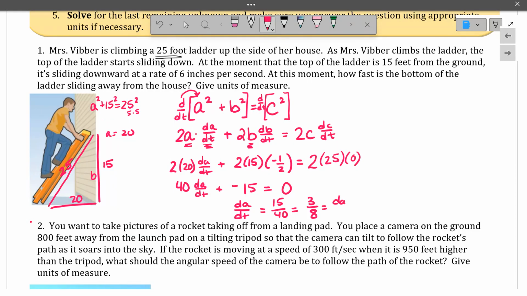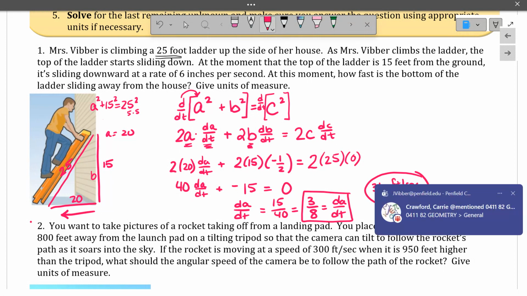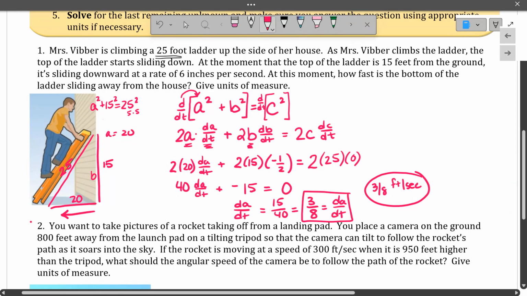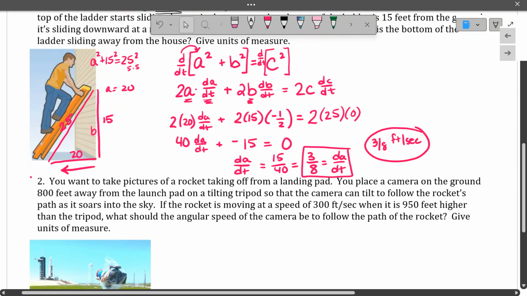Okay, and that's dA/dt. And then it said indicate units of measure. Everything was in feet, so it's 3/8 foot per second is how fast this ladder is sliding away from the wall. So even though it's coming down the wall at a half a foot per second, it's sliding away from the wall at slightly less than a half a foot per second at this given point in the terrifying encounter that I'm having with a ladder. All right? Cool, cool. So now, let's do another one.